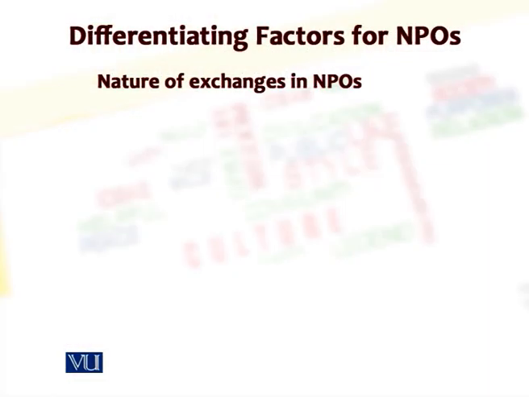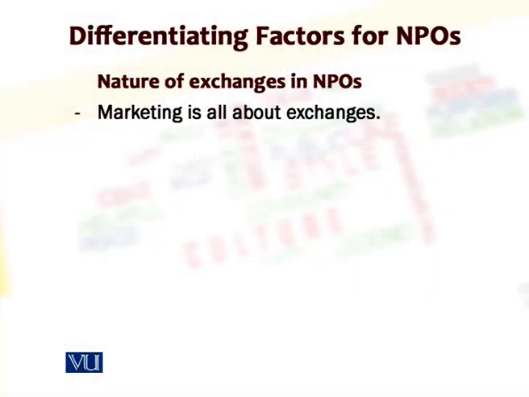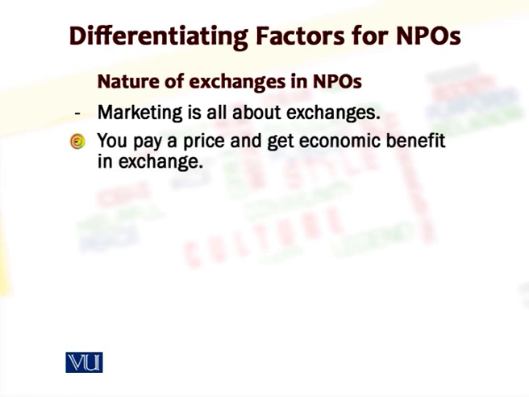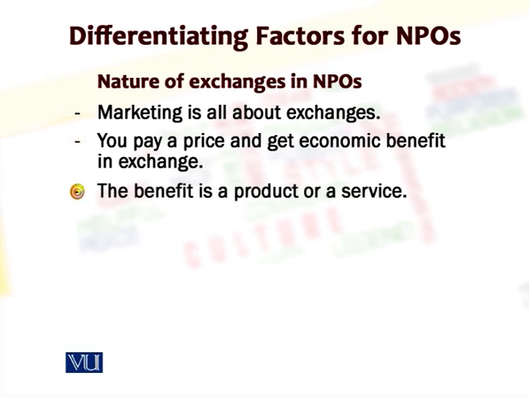The next factor which differentiates NPOs is that of the nature of exchange. Now, this is something which is the essence of the whole course, and the meaning of the concepts that I'm going to talk about and we all are going to learn are going to revolve around the value of exchange. What is an exchange in the first place? Well, all I can say is that the whole marketing is all about exchanges. You pay an amount of money in order to get something in return of economic benefit. And that something comes to you in the form of a product or a service.